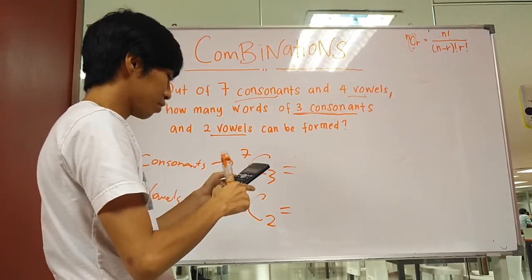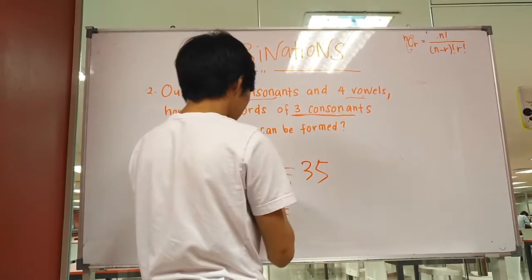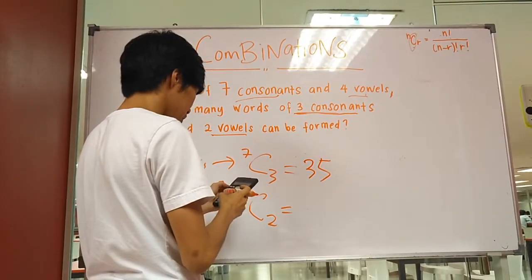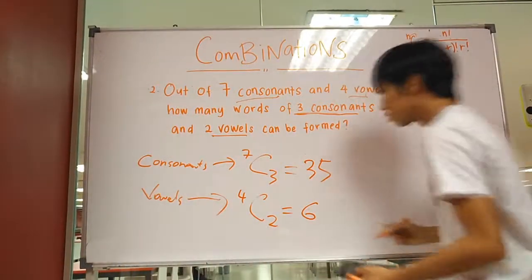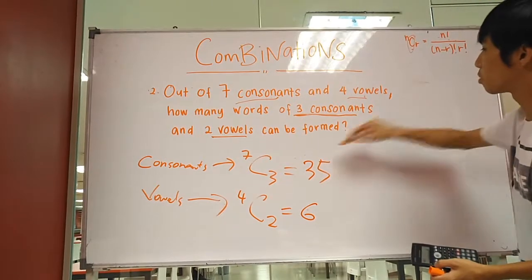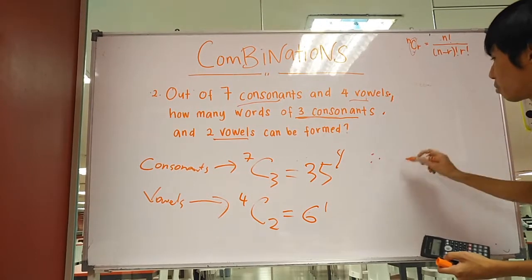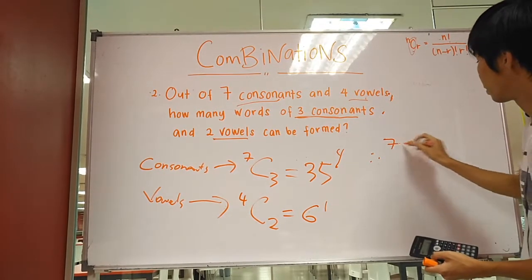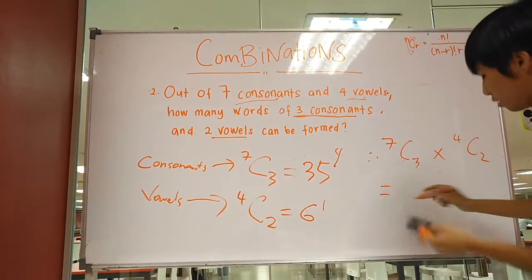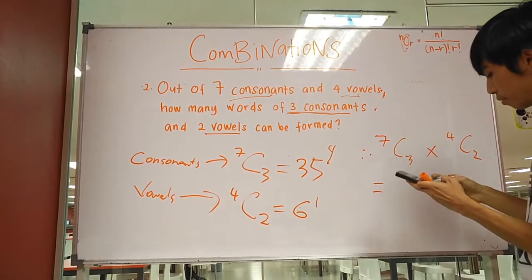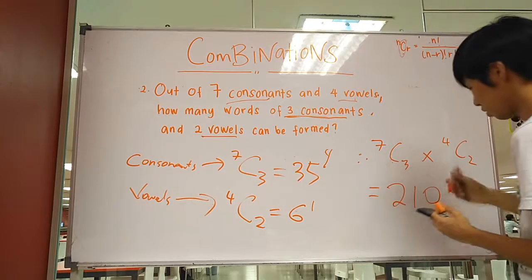7C3 is 35. And 4C2 is 6. But this is not the final answer. For the final answer, you must multiply, because the question wants both of them, not just this one or that one. So 7C3 times 4C2. The final answer is 35 times 6, so 210. This is the final answer.